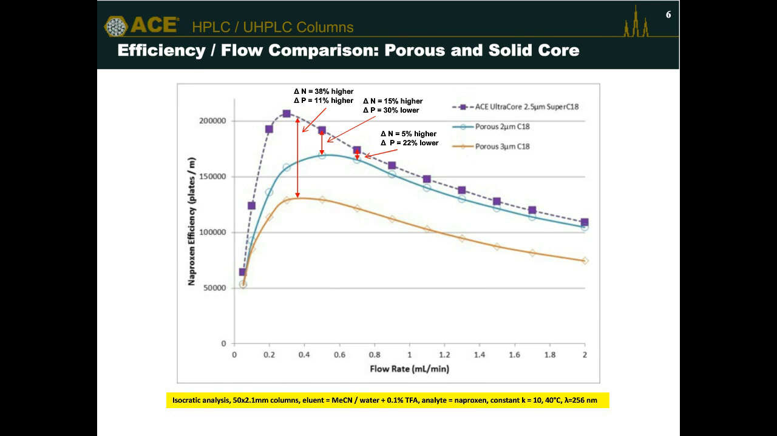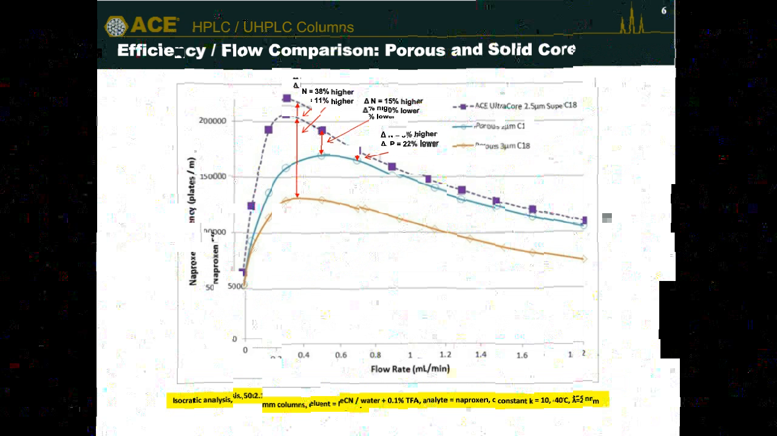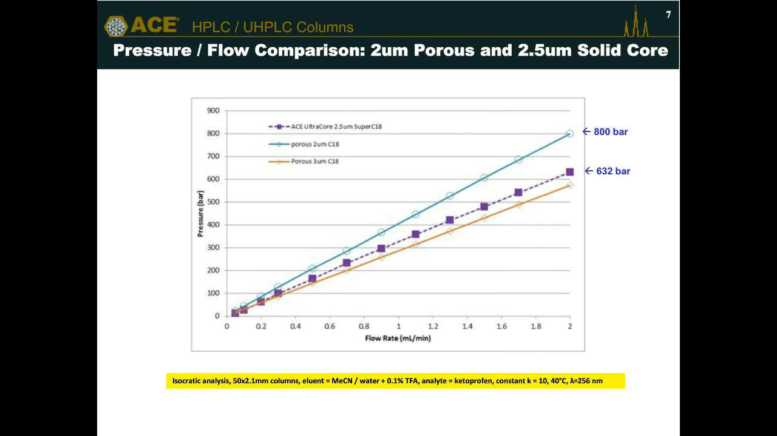And the next slide shows you the back pressures that are generated by these three different particle sizes. The lowest back pressure is generated by a 3 micron packing material. The highest back pressure is by that 2 micron fully porous packing material. And our 2.5 solid core sits nicely in between, giving us gains in efficiency and lower back pressure compared to the sub 2 micron fully porous particles.